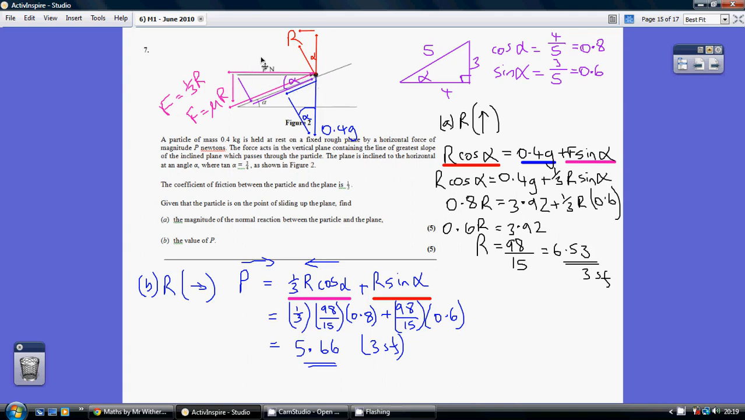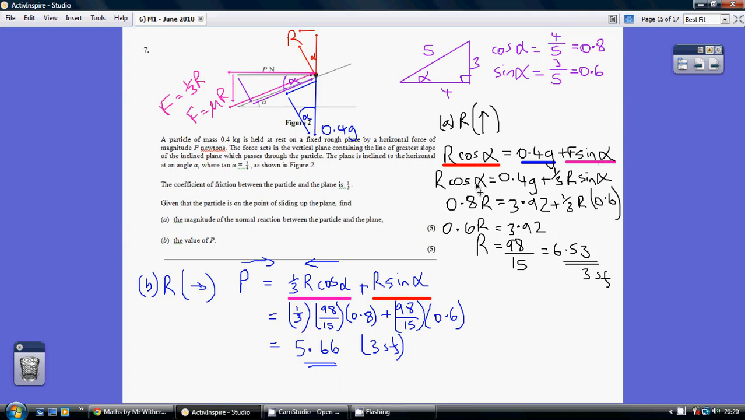So in order to eliminate P, we're going to have to choose to resolve R straight upwards. So a bit different to what we sometimes choose to do. So our force going upward is purely this. So that is our R cos alpha, because it's the adjacent side. And our forces going downwards is obviously the whole lot of the weight, so 0.4 g, plus an element of the friction. What element of the friction? It's this element, so it's opposite the alpha, so it's the sin alpha.